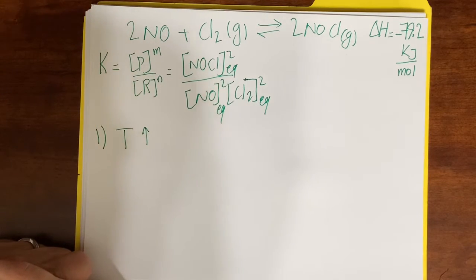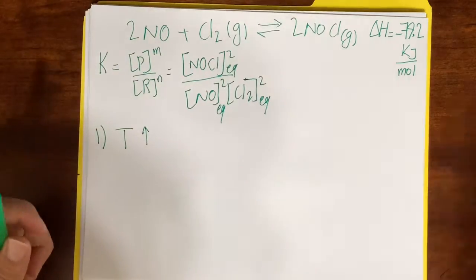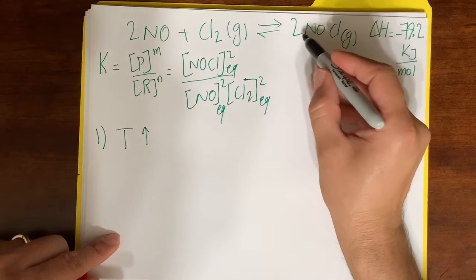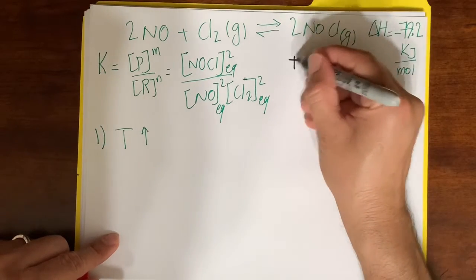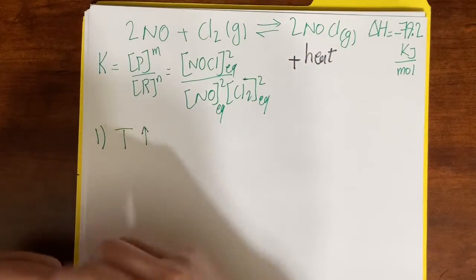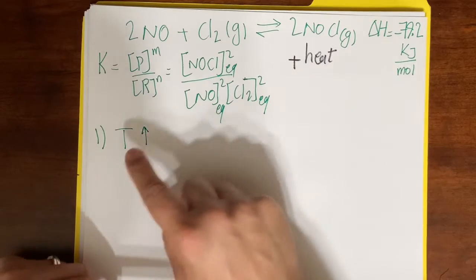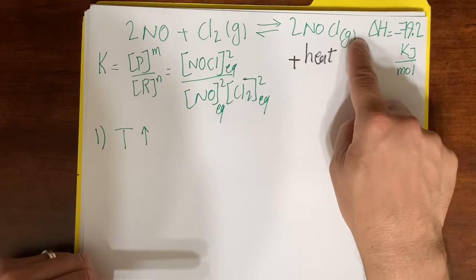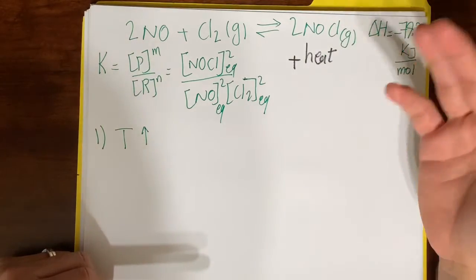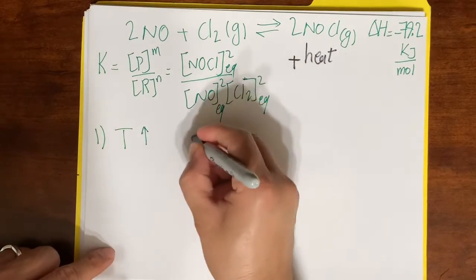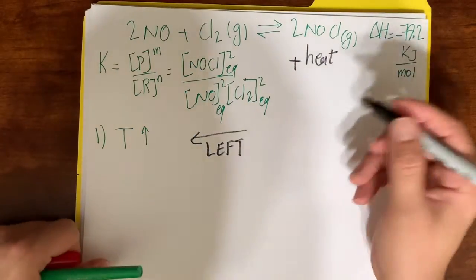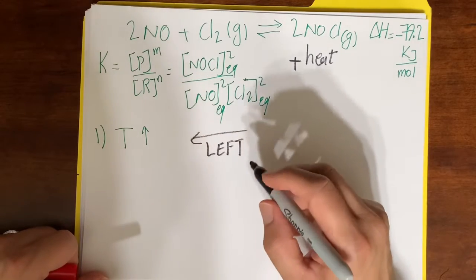What will happen? Because this one is exothermic, it will generate heat for you. So you say 2 mole of NaCl plus heat. Heat is on the right side. So if you increase the temperature, heat or the product side is going up. So the reaction will move back to the left to generate more reactant.